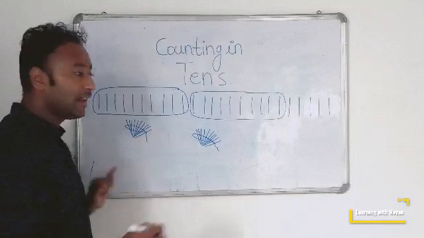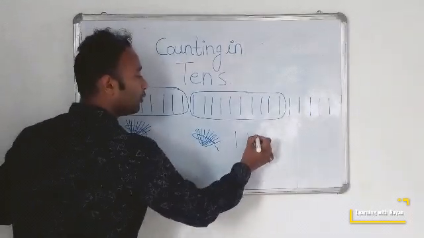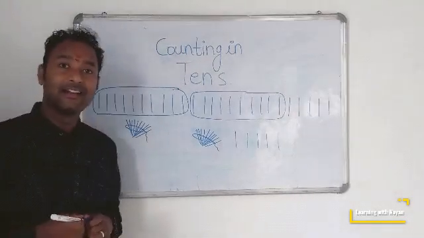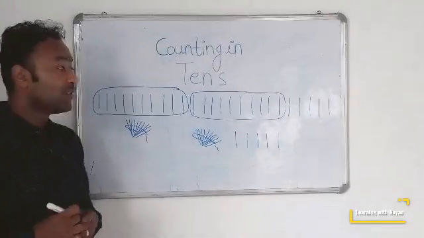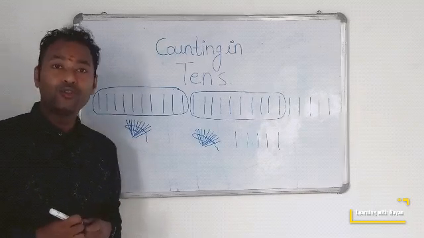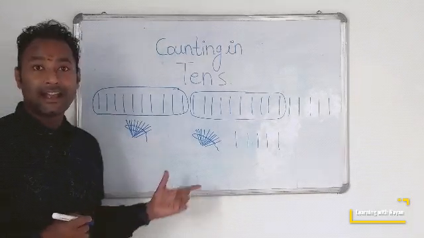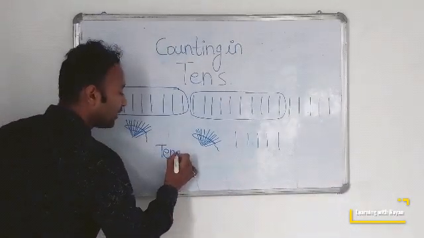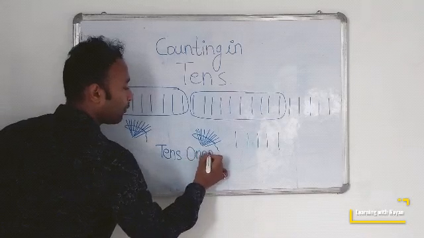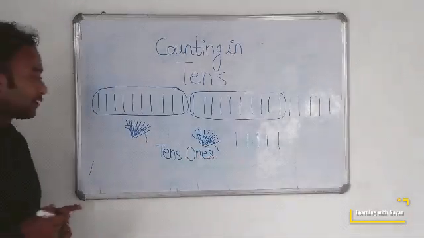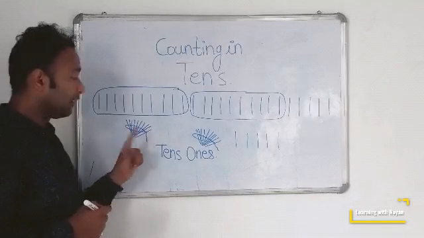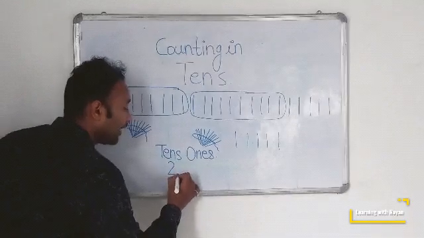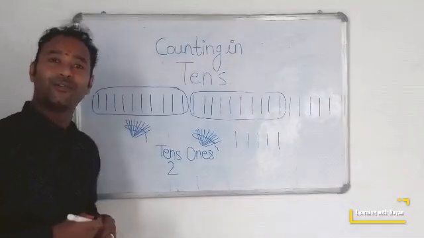And how many are remaining? Here it is 1, 2, 3, 4, 5. So how many sticks are remaining? 5 sticks are remaining. So students, now I want to write in tens and ones. So how am I going to write? In the tens position, how much will I write? So how many bundles of 10? This is 1 and this is 2. So in the tens position you will write 2 bundles of 10.